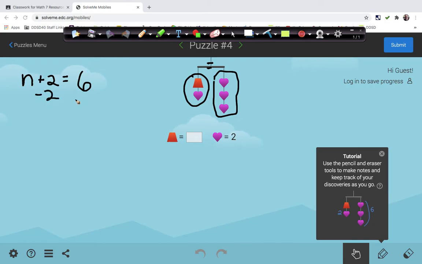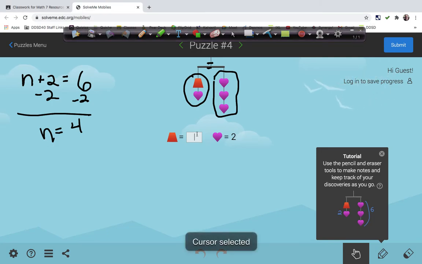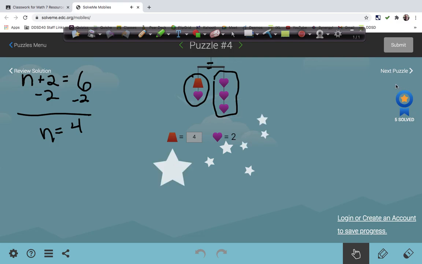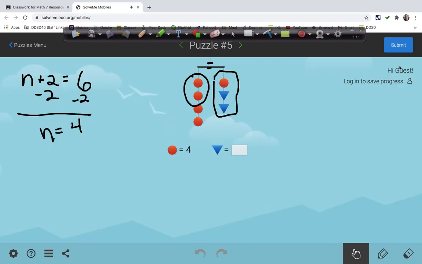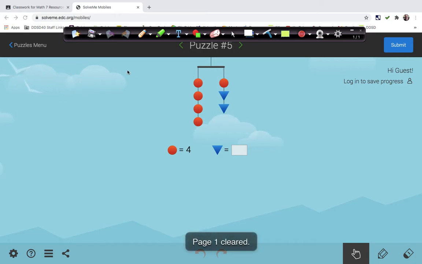If I subtract 2 from both sides, this is a one-step equation. N is equal to 4. So we'll try that and put a 4 in. And let's go back here and let's try that with this next one.